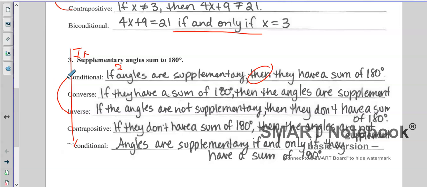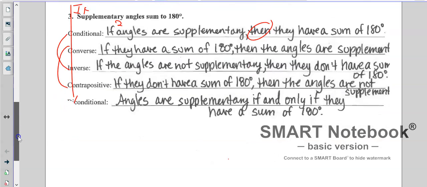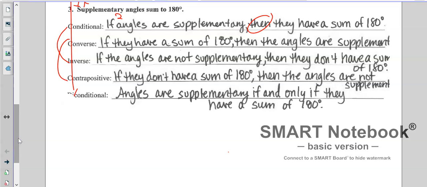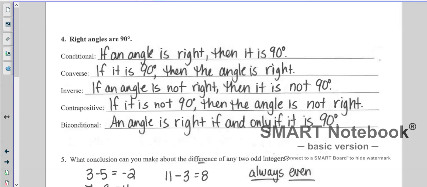Negate this. If the angles are not supplementary, then they don't have a sum of 180. This negates this. If they don't have a sum of 180, then the angles are not supplementary. And the biconditional, angles are supplementary, so the first part, if and only if, the second part, they have a sum of 180. They add to 180, some variation of that.